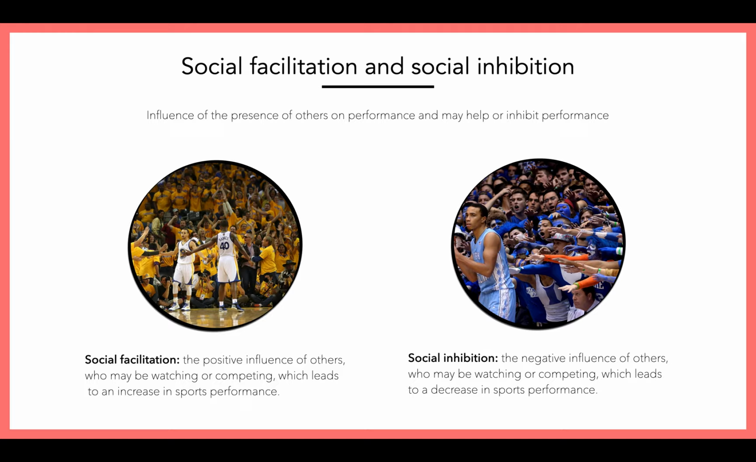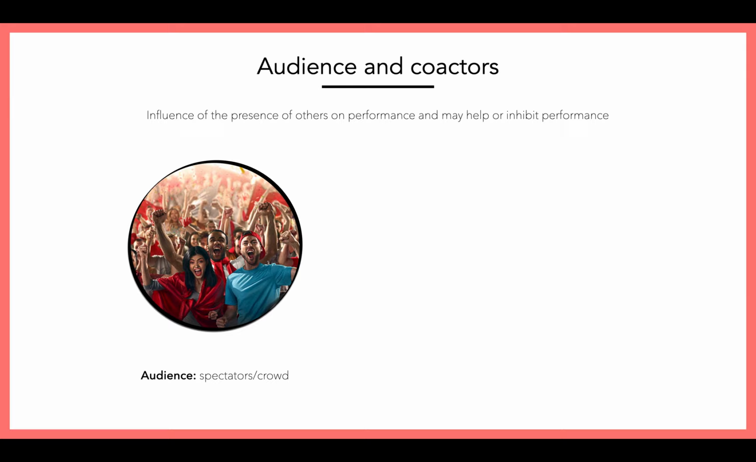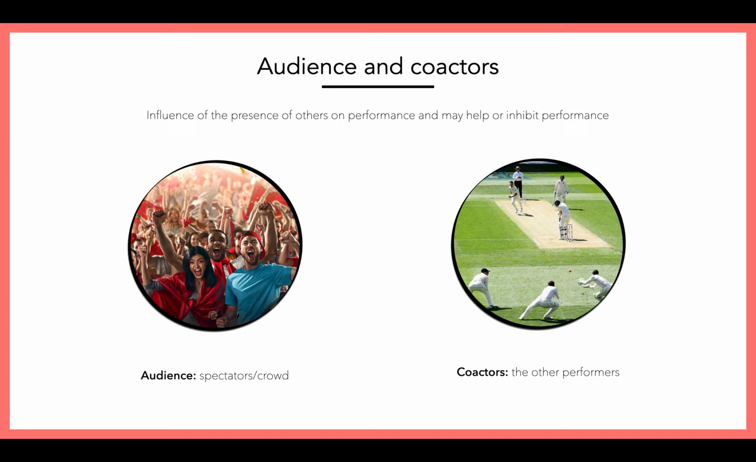Okay? So obviously we had the word others in that statement, and what that means is audience and co-actors. So co-actors, a little bit of a weird one, but it's very simple. Okay? So you've got the audience, that's the spectators or the crowd, the people who are watching you. And then the co-actors are the other performers, so the people on your own team and the people you are competing against. So really simple, just like to be called co-actors, okay?